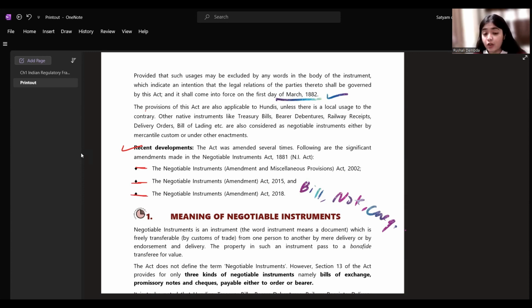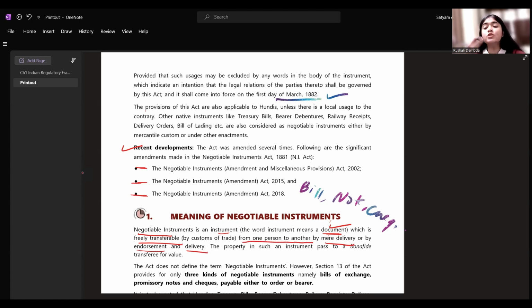Okay, let's see what negotiable instruments is. As I told you, this is a signed document which shows that a sum of money is to be paid to a specified person. Okay, let's see what definition they have given. Negotiable instruments is an instrument. The word instrument means a document which is freely transferable. You can transfer it freely by customs of trade. In trade, you can follow it. You can transfer it from one person to another by mere delivery or by endorsement and delivery.